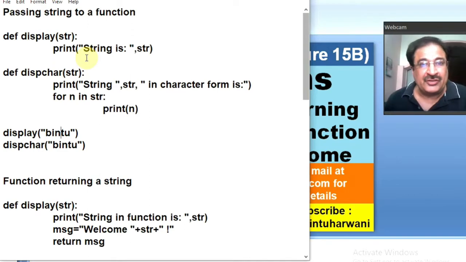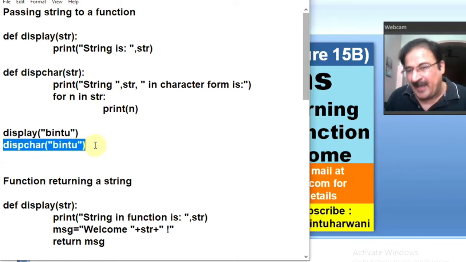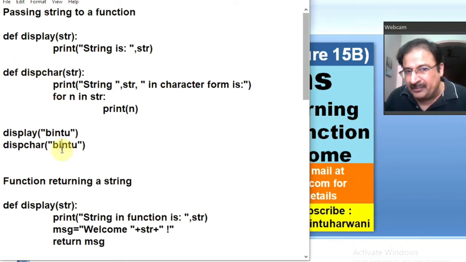There is no return statement. So recall that when you don't write return, None is returned back to the main function. So after displaying the string, control goes back here to the main function. This function is invoked, dispchar. This is the dispchar function. You are taking bin2 argument which will be assigned to the str parameter.